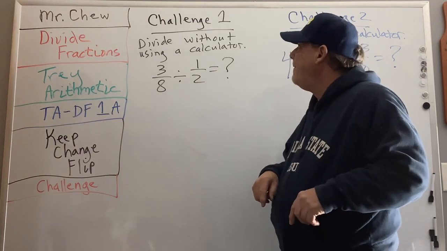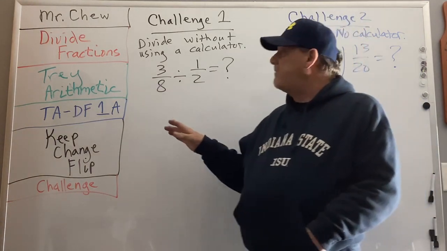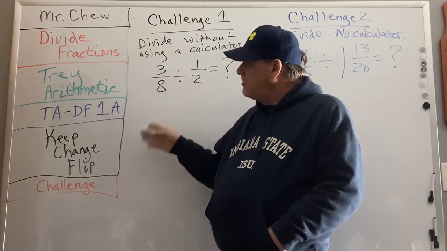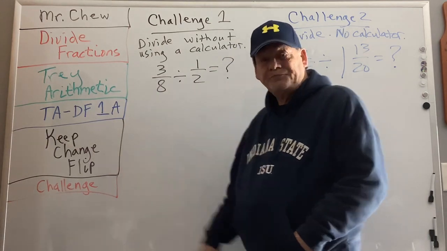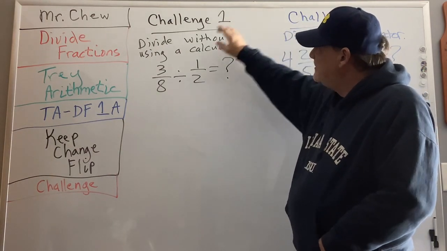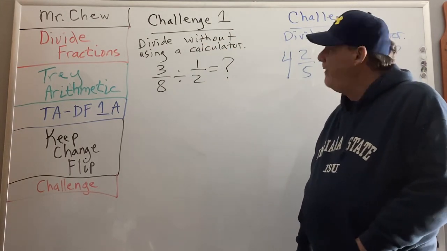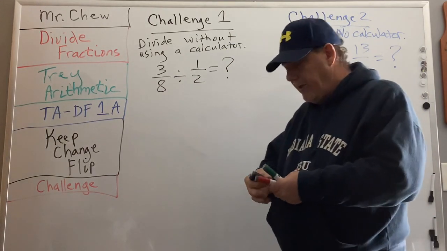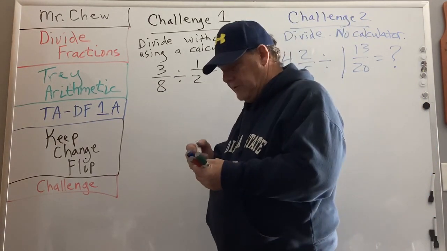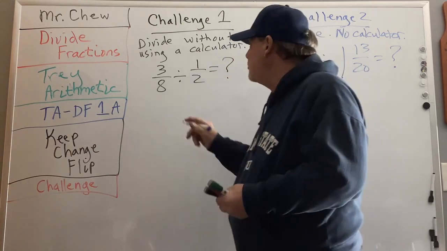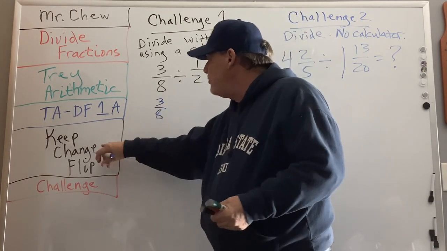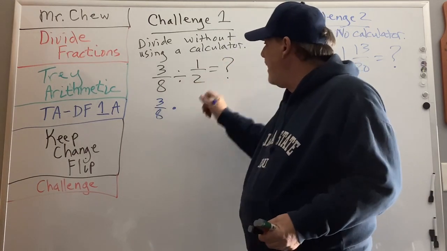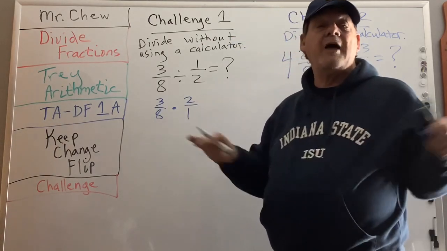So we had some challenge problems after I introduced my way of teaching the division of fractions, which is keep, change, and flip. In challenge 1, I said divide without using a calculator. So the first thing you do is keep the first fraction. So that's going to be 3/8. You just rewrite that. Then you change division to multiplication. Then you're going to flip or write the reciprocal. You have to do that before you can do anything.